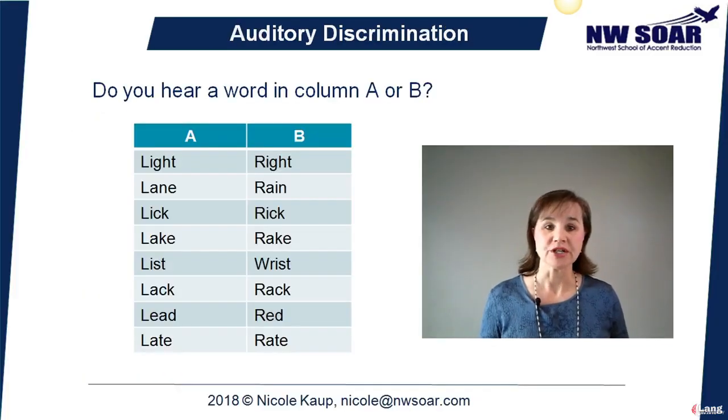Let's do a bit of auditory discrimination. We've done this before. You know how it works. I will say one of the two words. You will circle the one that you hear. Circle either column A or column B. All the column A words begin with L. All the column B words begin with R. Take a moment to locate this page in your workbook before I begin.